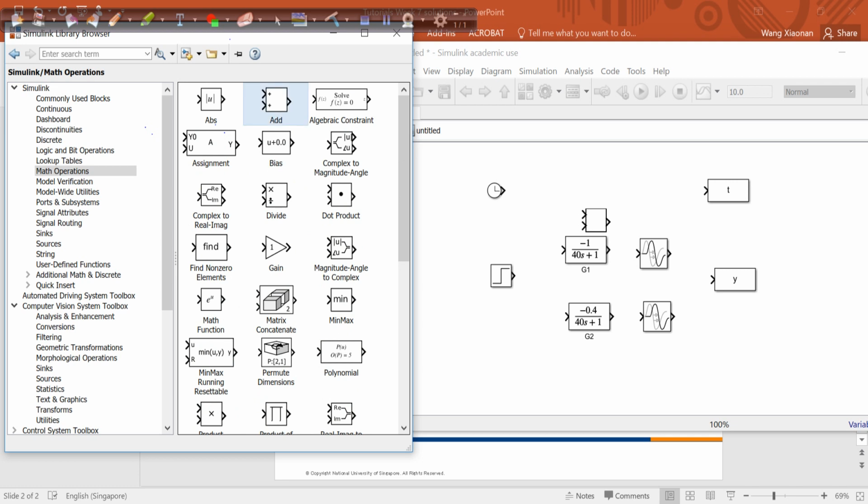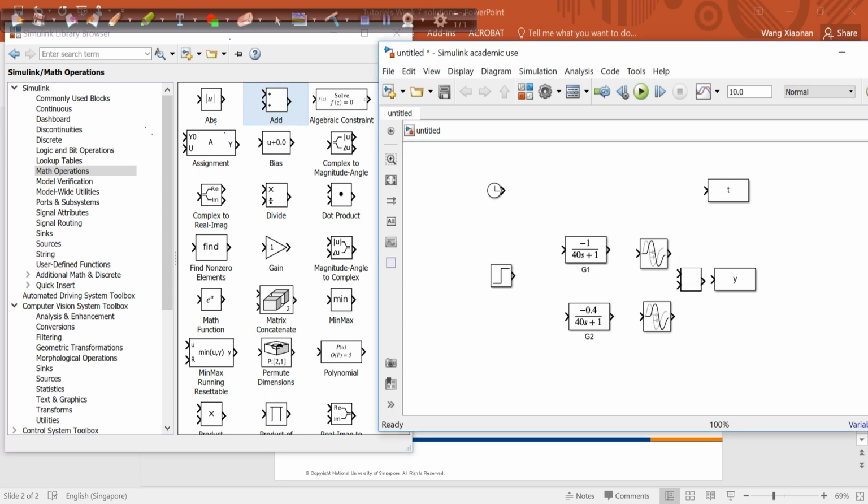We can use add to get these two terms together. And we have two of these, that's already it. So this is what we need for the blocks already. Next, just connect all the necessary blocks to have your U.